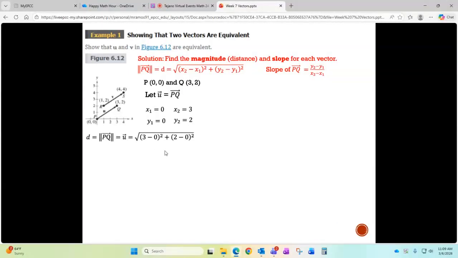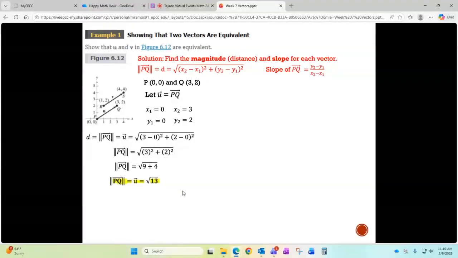So starting with the distance formula, let's plug everything in. It's x2 minus x1 squared plus y2 minus y1 squared. So I'm plugging in those values. x2 minus x1, 3 minus 0. y2 minus y1 is 2 minus 0. So we plug everything in and simplify. 3 minus 0 is 3. 2 minus 0 is 2. We have to square them. We're going to get 9 plus 4, which is 13, square root of 13. So the length, or the magnitude, is square root of 13.